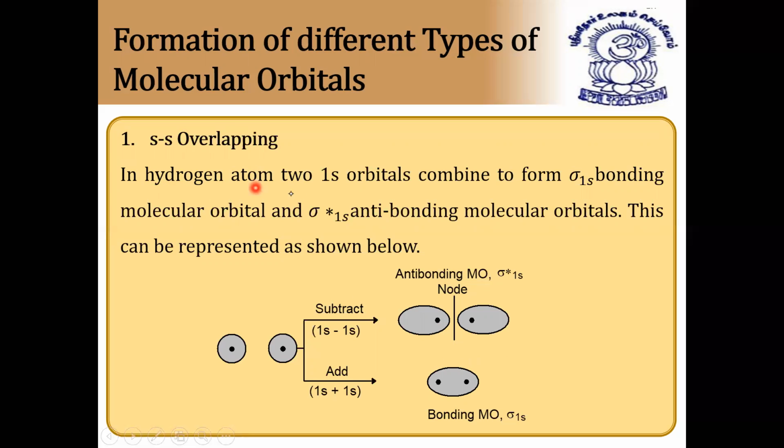So, in hydrogen atoms, two 1s orbitals combine to form one sigma 1s bonding molecular orbital and sigma star 1s antibonding molecular orbital. This can be represented as shown below. So in subtraction, it leads to the antibonding molecular orbital sigma star 1s, and by adding, it leads to the bonding molecular orbital.